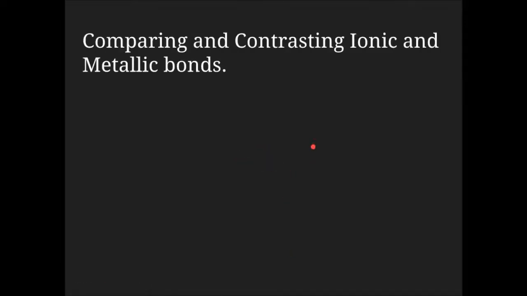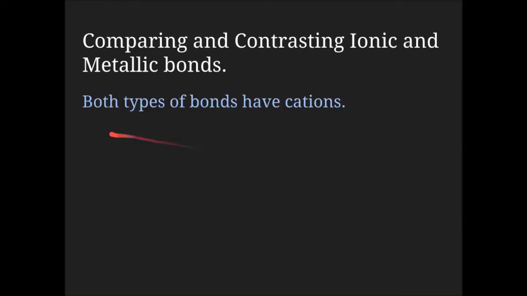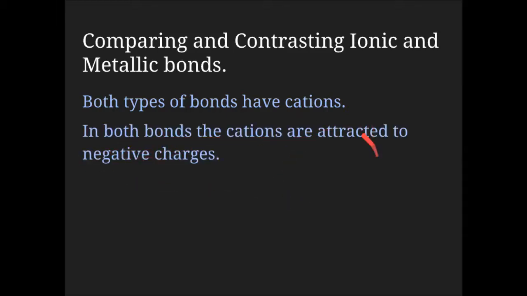Comparing and contrasting ionic and metallic bonds. What do ionic and metallic bonds have in common? Both types of bonds have cations in them, and in both, the cations are attracted to negative charges. The difference is going to be where that negative charge is located. Next slide. There we go.